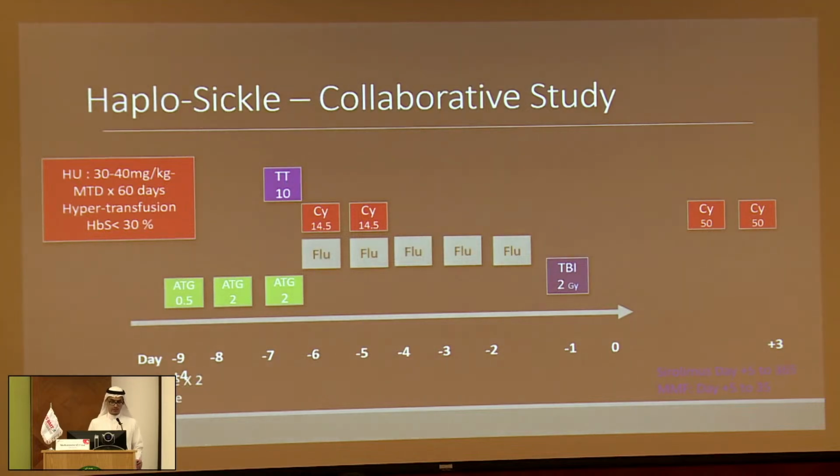The pediatric group has also gotten involved in that lately, and we are using this regimen, adding thiotepa, but on top of that, doing hydroxyurea very rigidly for 60 days and hypertransfusion to keep the hemoglobin high and keep the hemoglobin S less than 30%.